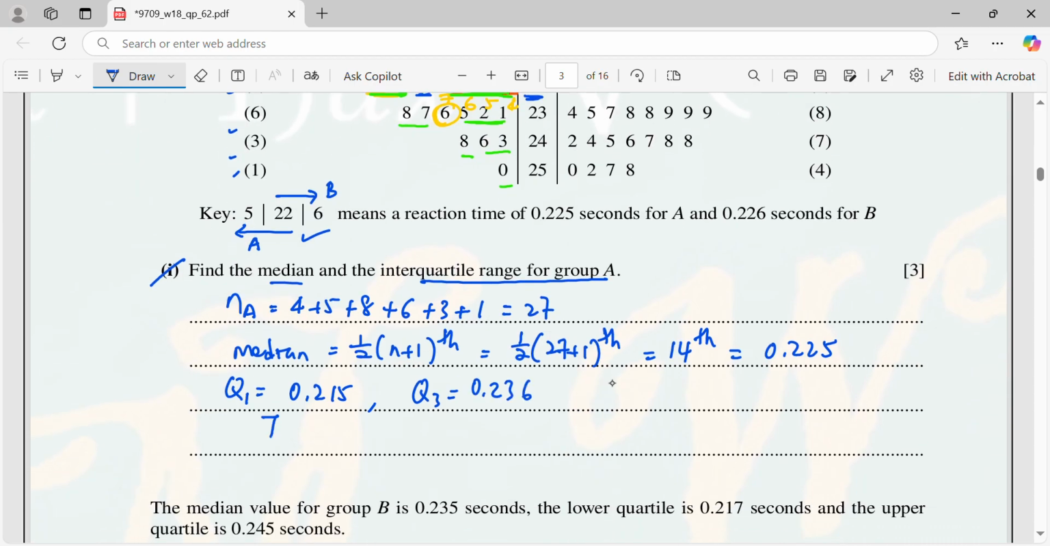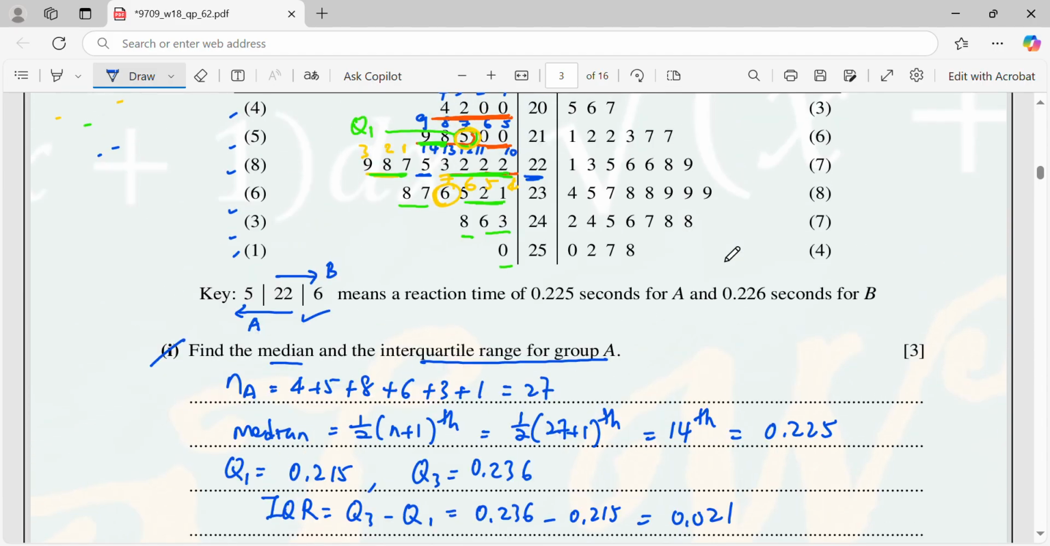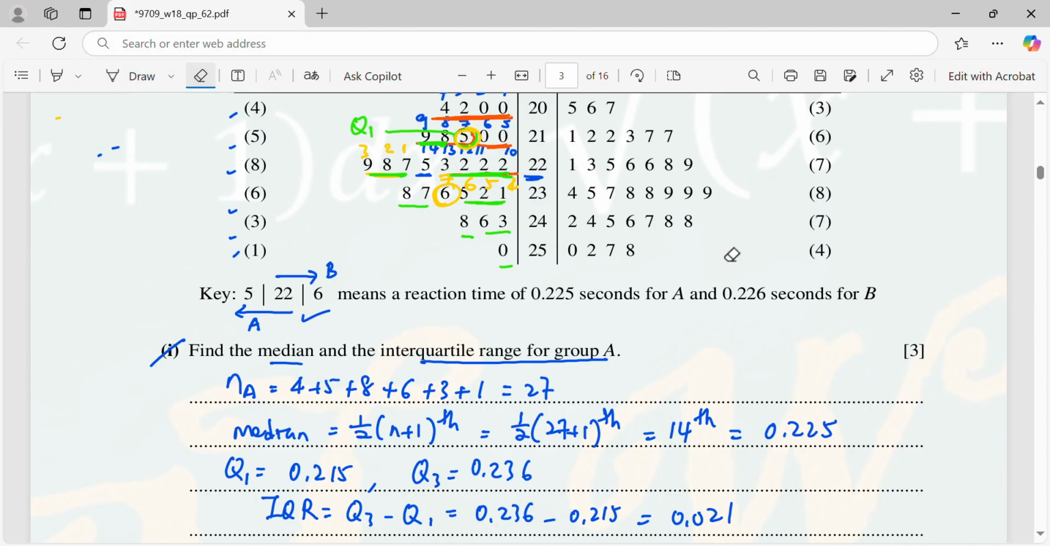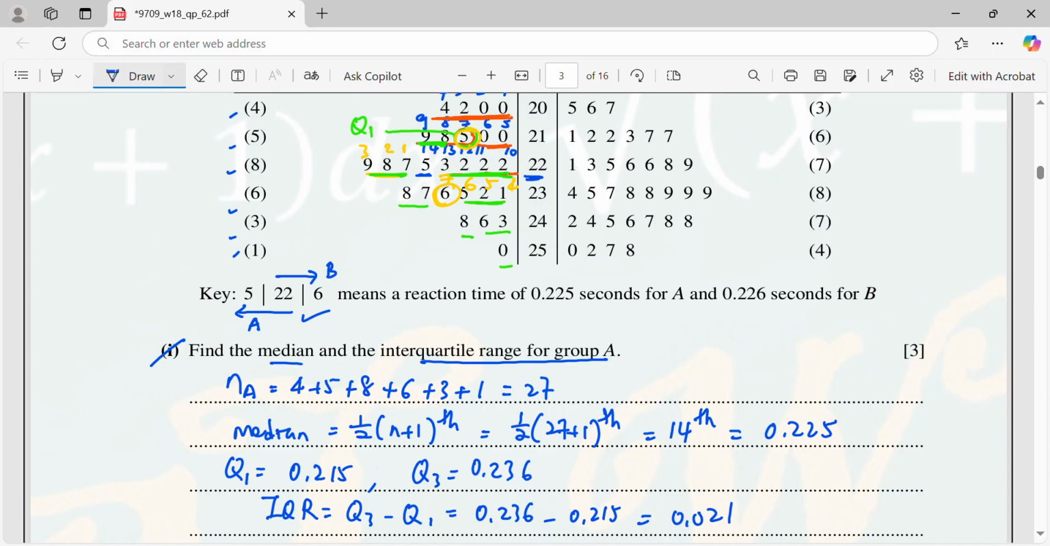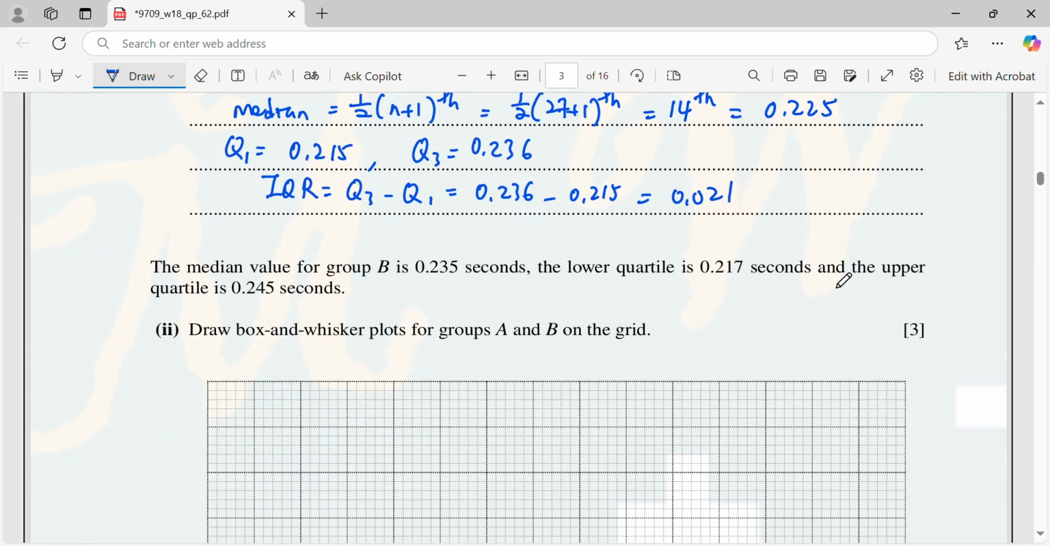Therefore, my interquartile range, that is Q3 minus Q1, will be 0.236 minus 0.215. So that is going to be 0.021. Okay, that is the first part of question number 2. Now, the median value for group B is 0.235, the lower quartile, Q1, is 0.217, and then the upper quartile, Q3.